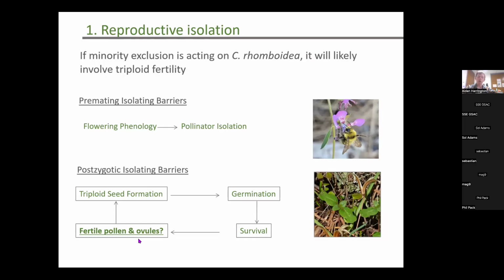Whether they have fertile pollen and ovules will be key for getting at whether or not more broadly minority exclusion could be expected to act on C. rhomboidea. But so far, the data suggests that pollinators really reduce the chances of hybridization. And if it does in fact occur, the hybridization may actually prove to be far less deleterious than expected. But again, it really hinges on how fertile the triploids turn out to be.